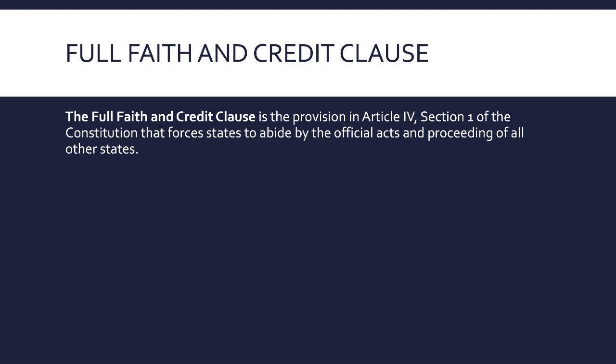Now, the next clause is the Full Faith and Credit Clause. The Full Faith and Credit Clause is the provision in Article 5, Section 1 of the Constitution that forces states to abide by the official acts and proceedings of all other states.